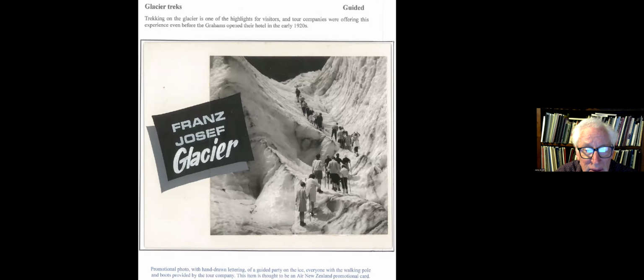This is a photo of a group walking on the ice. Normally, the people who used to do it get provided with boots and a walking pole. And you can see they go up quite steep areas there. The guide at the front, if necessary, cuts steps and the people follow him. This is a promotional photograph. We think it was put out by Air New Zealand to promote tourism in this particular area.